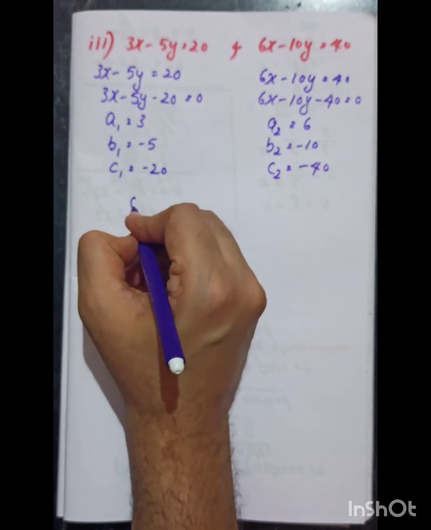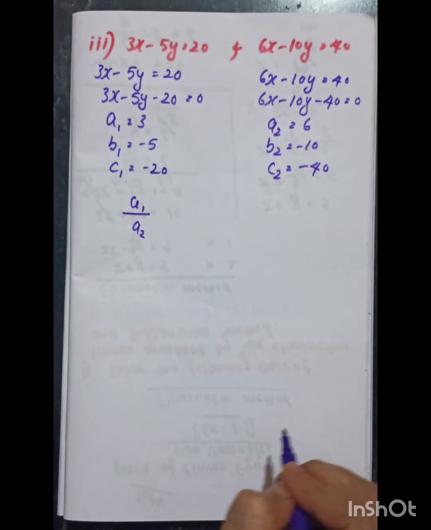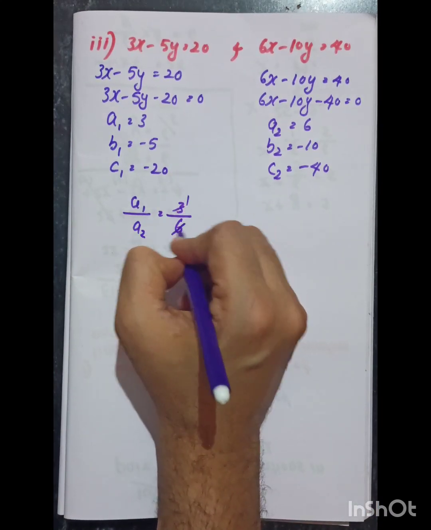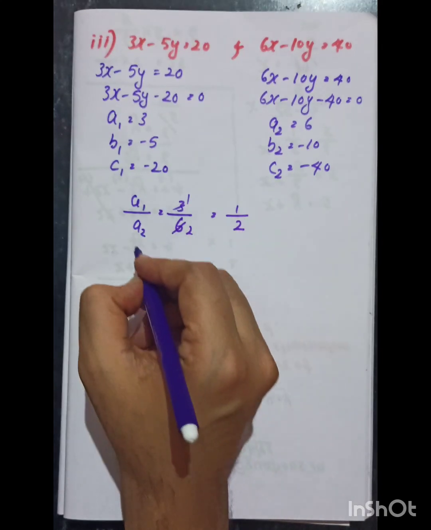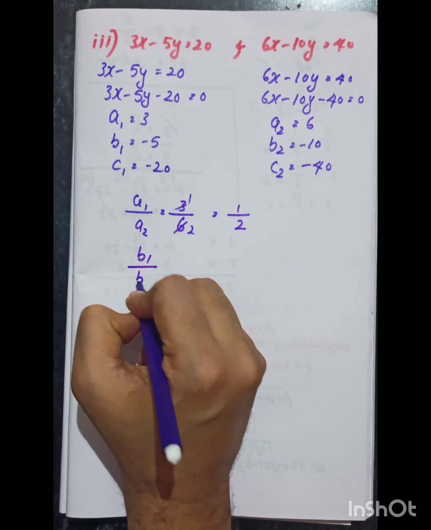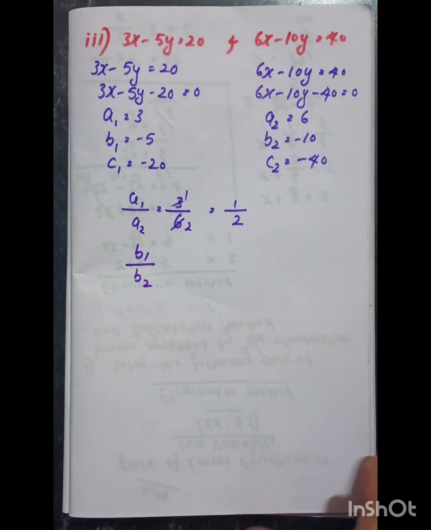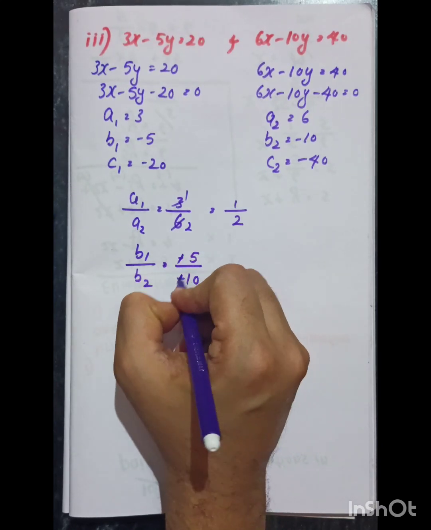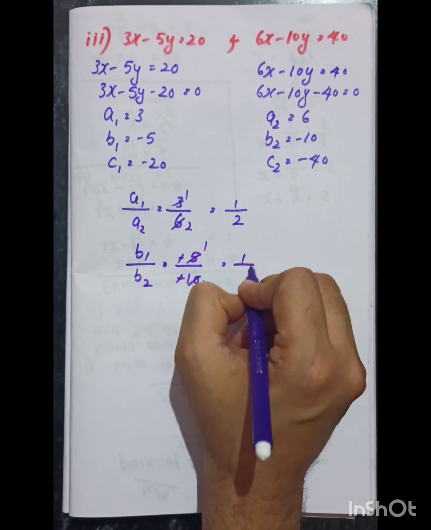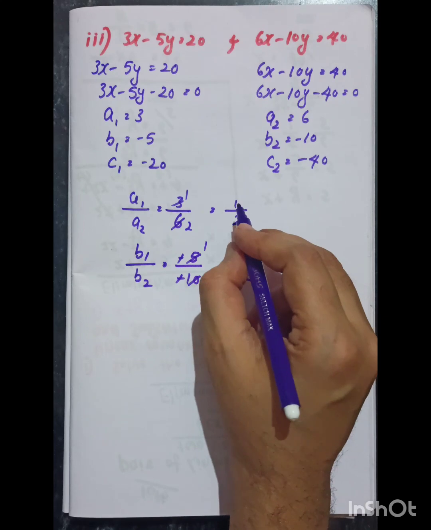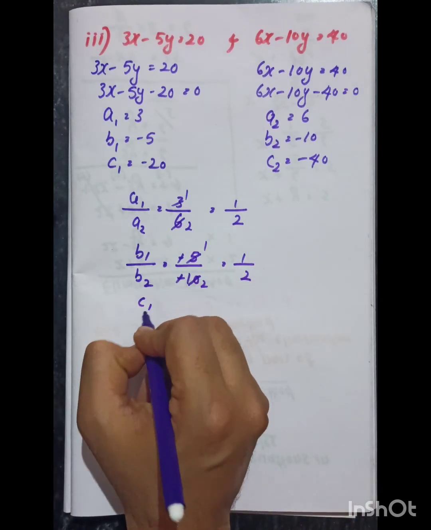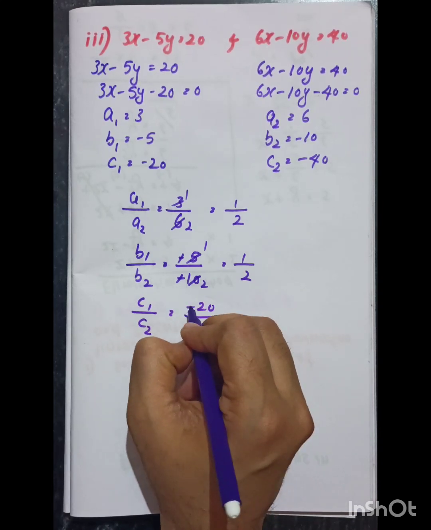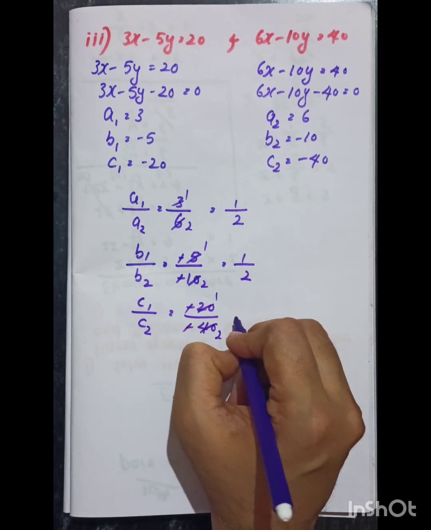Now let's do a1 by a2. So a1 is 3 by 6. 3 1s are 3, 3 2s are 6, that is 1 by 2. Now b1 by b2. So b1 is minus 5, b2 is minus 10, cancel, 5 1s are 5, 5 2s are 10, that is 1 by 2. Both a1 by a2 and b1 by b2 are equal to each other, that is 1 by 2. So I can move towards c1 by c2. c1 is minus 20, minus 40, get cancelled, 2 1s are 2, 2 2s are 4, that is 1 by 2.